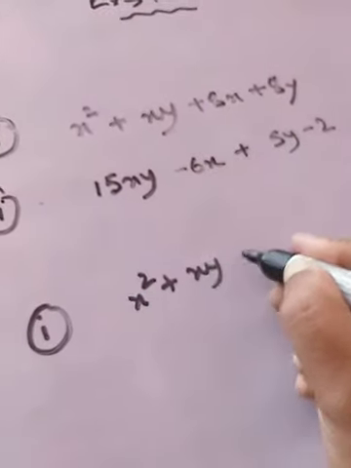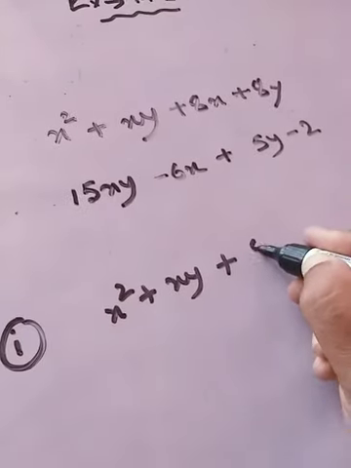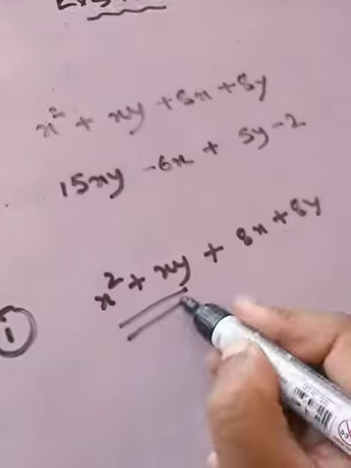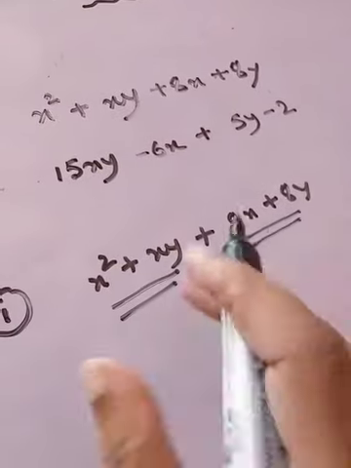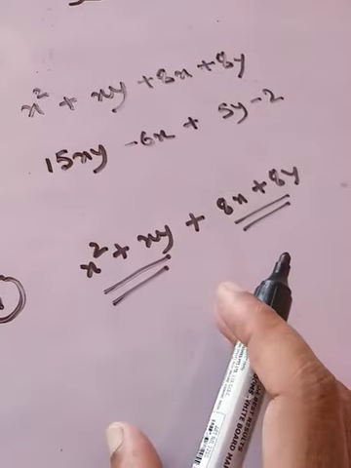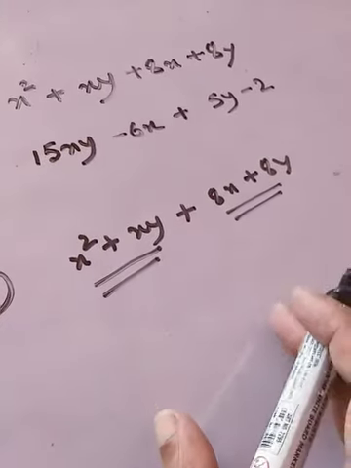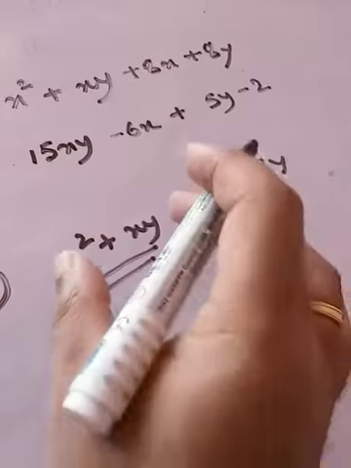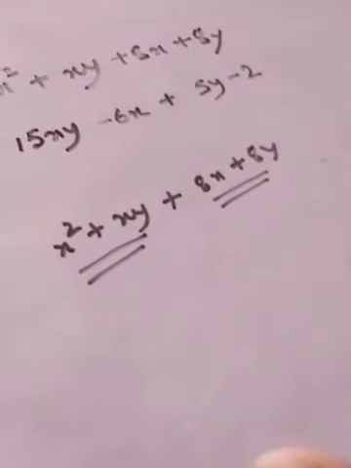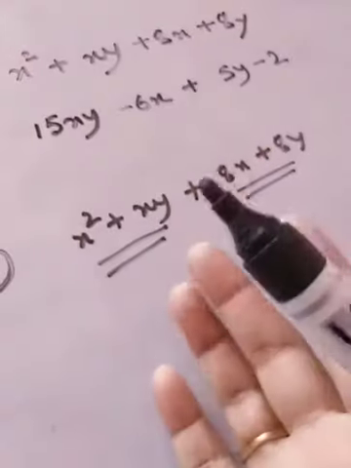Now this time you have to divide the entire sum into 2 groups. This is the first group and this is the second group. Now from each group you have to take common factor. And once you have taken the common factor, in the third line you need to see that inside the bracket, that is in the first group and the second group, the factor should be same. Okay, now let's see how to do this.